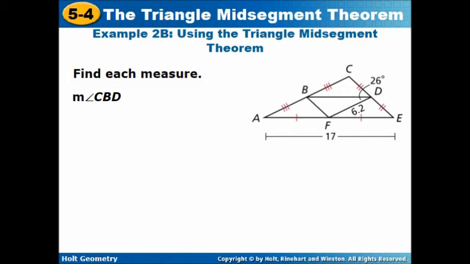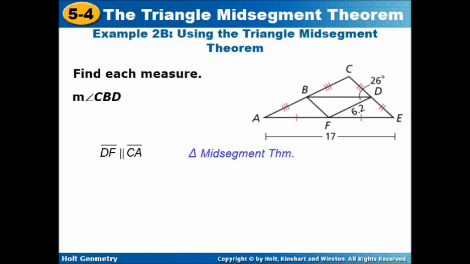In the next example, we're going to use the same triangle, but this time we're going to find the measure of angle CBD. Now the only angle that we have a measure for is angle BDF, but angle BDF is across the line segment BD and on the opposite side of angle CBD. So what we're going to do is prove that angle CBD is going to be 26 degrees in measure, just like angle BDF.